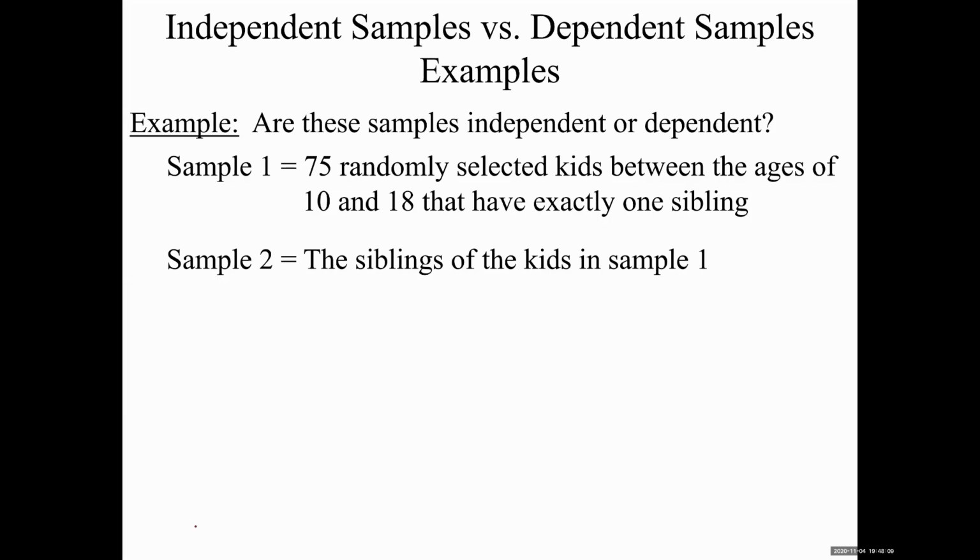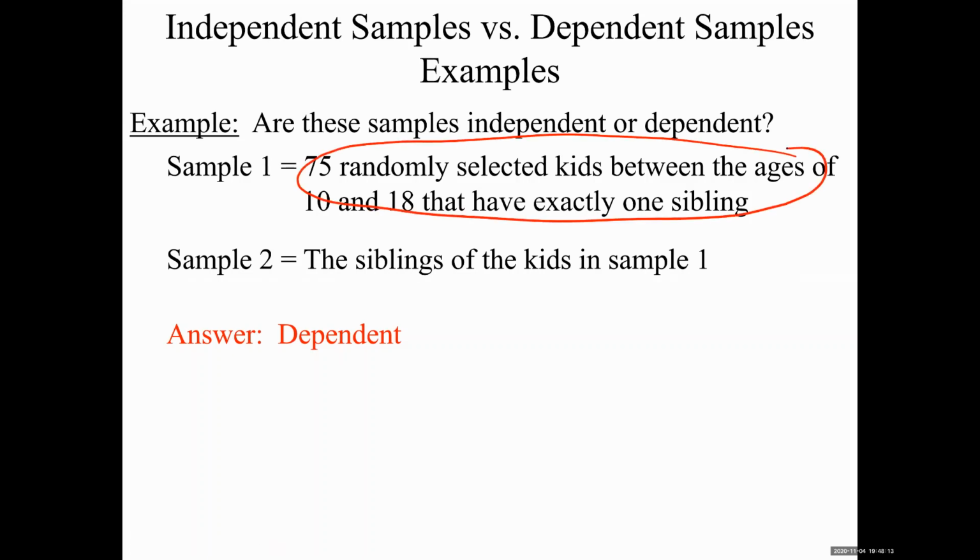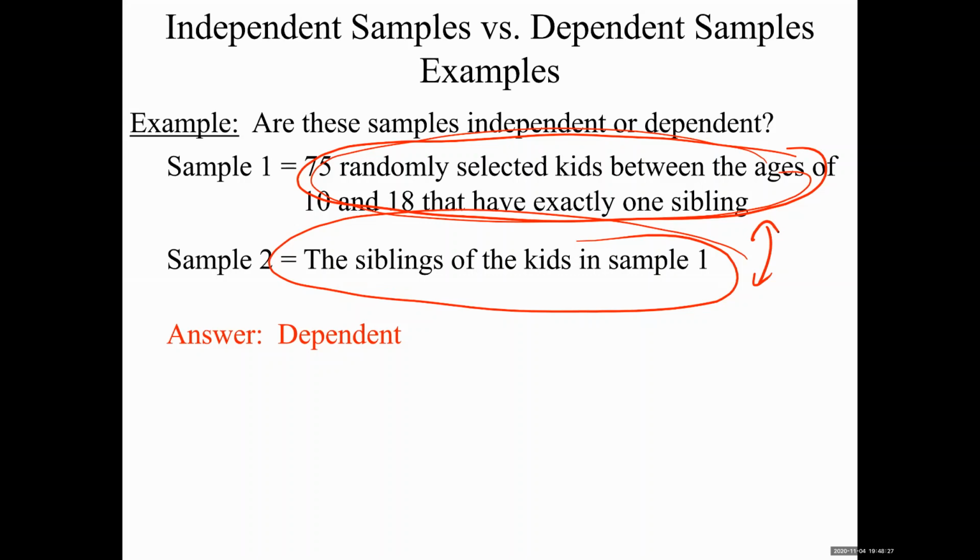Dependent. Dependent, yes. Because again, once I've selected these, so if I have a hat filled with names of people that have exactly one sibling, and I pick 75 names out of there, once I pick these names, I automatically know who my other sample is without having to pick names again. They're paired together, okay? And again, that's why I had to have exactly one sibling, so that we know, well, who's the other person we're going to talk to? Oh, this person has one brother, we're talking to the brother. Or one sister, we're talking to the sister. This person has two brothers, I have no idea which one to talk to. Okay, so that's the idea.